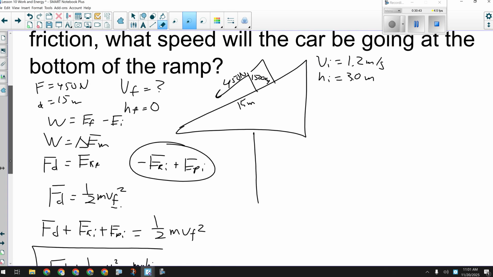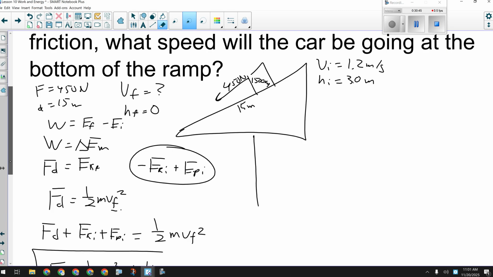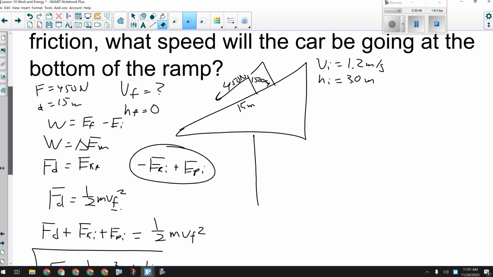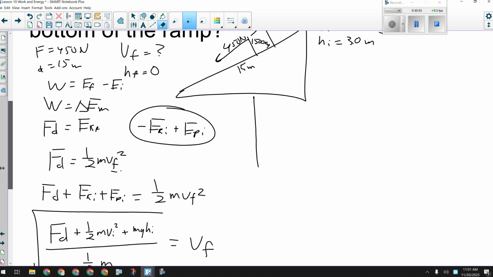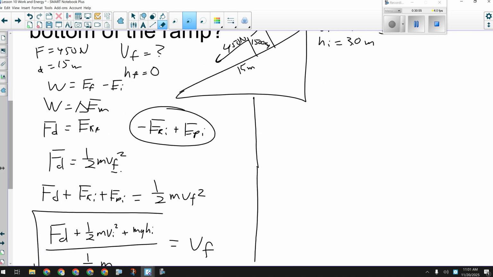Is there another way for me to solve this? Did anyone do this as a Newton question with an inclined plane? Yeah? Do you still get 8.3? No? Okay, I'll show you. You probably just forgot one of the forces.